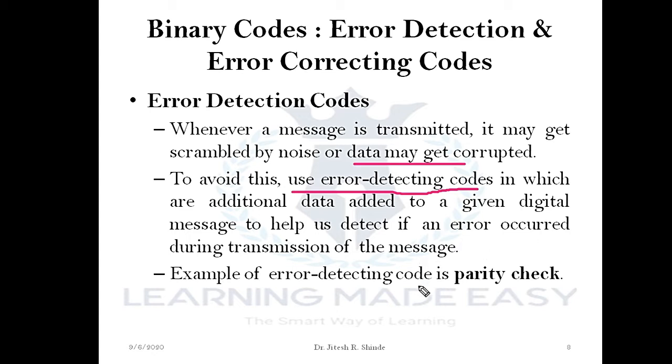An example of an error detecting code is the parity check. Let's study how the parity check method can be used as an error detection technique. For example, suppose the data to be transmitted is 1011. We are using, say, the even parity check method. Here parity implies how many ones are present in the code. Parity means the count of ones.